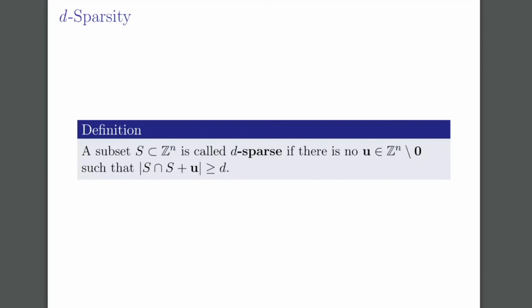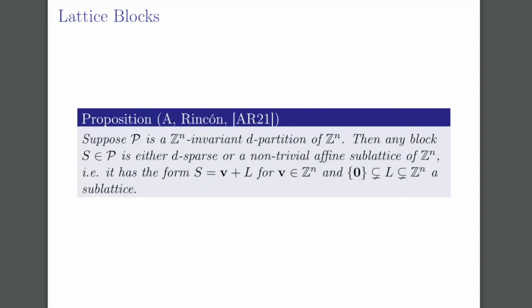Right, and it turns out that with just this definition, we can classify the blocks of a d-partition. So let's suppose that P is a Z^n-invariant d-partition of Z^n. Then any block S is either d-sparse or a non-trivial affine sublattice of Z^n. And there's no in between. It's one or the other. In case you aren't familiar, a non-trivial affine sublattice is something of the form v plus L, where v is a translation vector and L is a subgroup of Z^n.